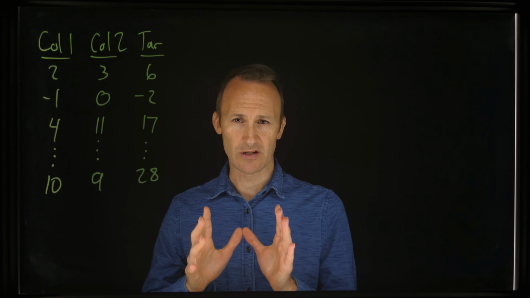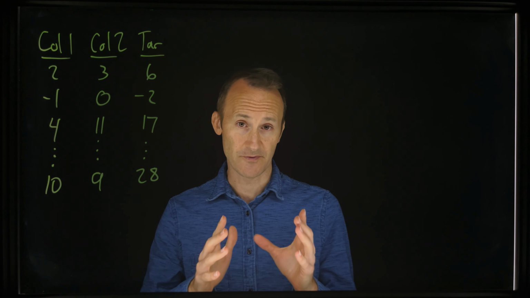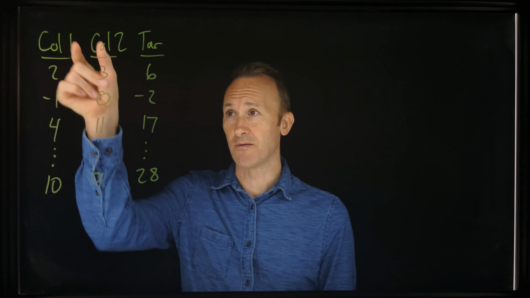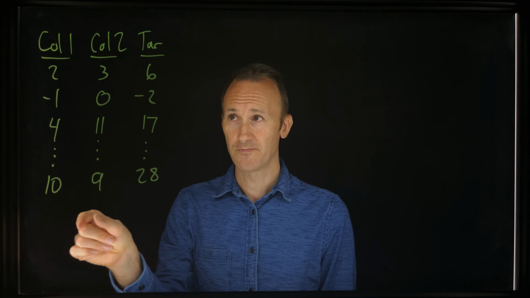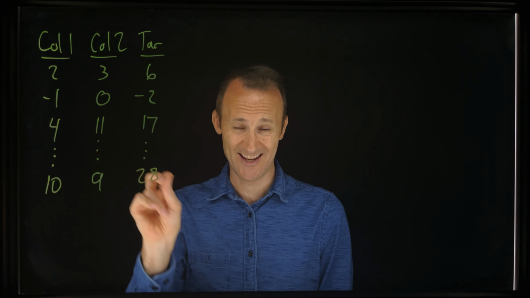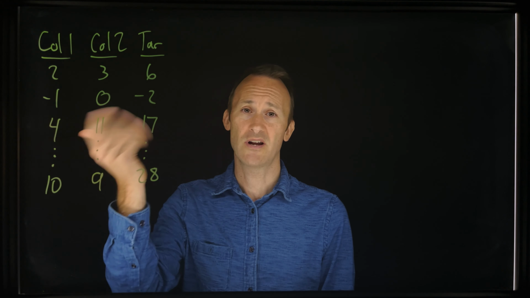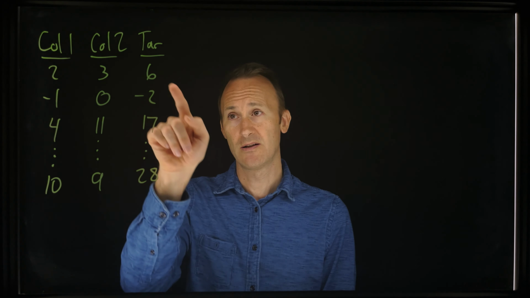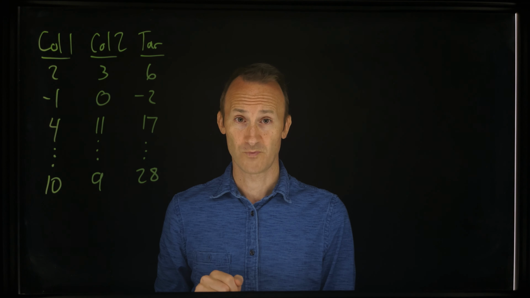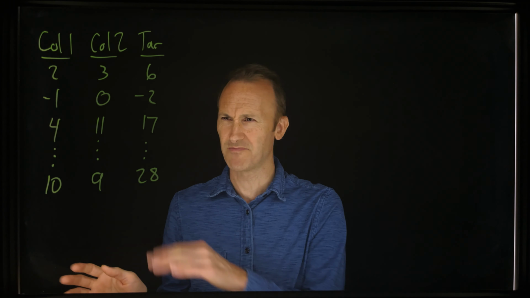linear regression is a mathematical model that does the following. It finds a multiplier of the first column, a multiplier of the second column. If you have k columns, it's going to find k multipliers, and it's going to add them together after you multiply, to try to get the target column. So let's consider a possibility for this one.